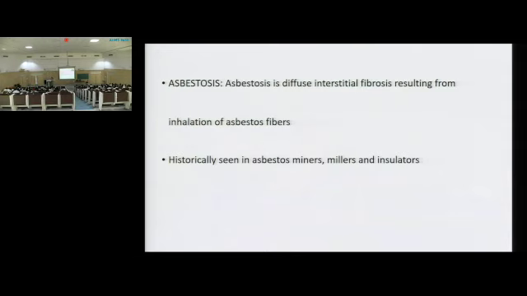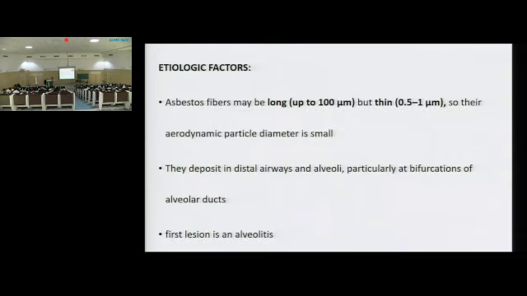So usually, in a long duration exposure course, these patients will have lung fibrosis. That is due to the asbestos fibers, histologically seen in asbestos miners and insulator industry persons, or people who are working in those industries.